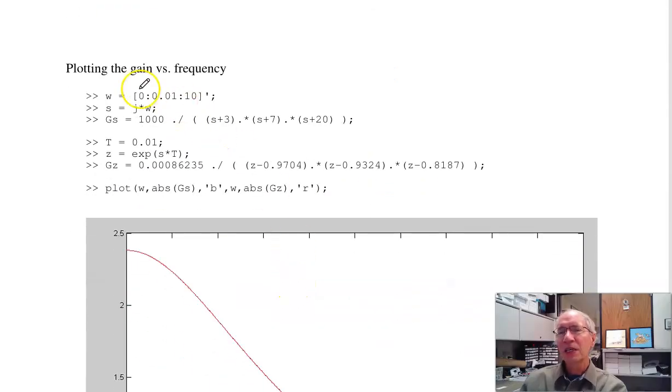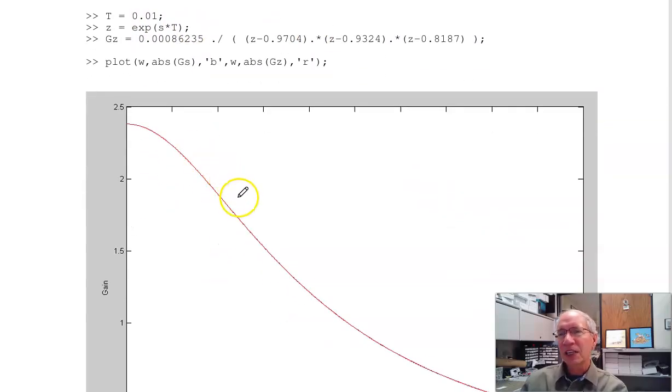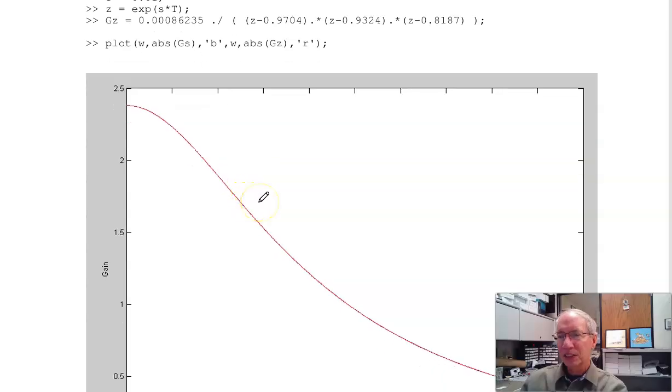If I want to check, plot the gain versus frequency for G of s. Also plot the gain versus frequency for G of z. Here s goes to j omega, z is e to the sT. Plot the two together, and the blue line is G of s, the red line is G of z, and you see they hit so close to each other, it's basically the same filter.